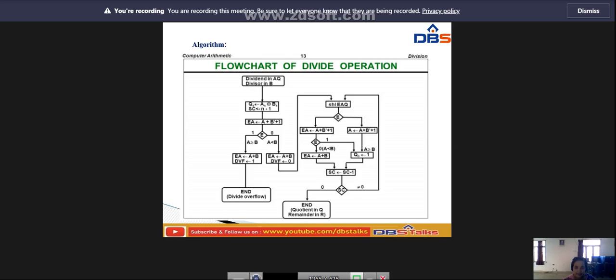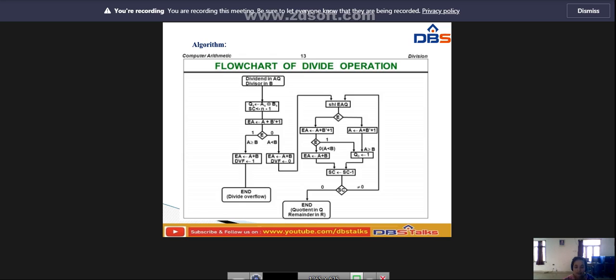If A is greater than or equal to B, the condition will be register A equals A plus B, and DVF is equal to 1. If the condition is A less than B, EA is equal to A plus B, and DVF is 0. Okay, the dividend overflow ends here. So if this condition holds, it will be ended.